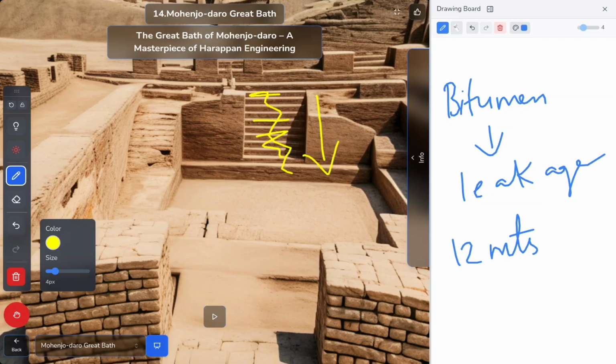A sophisticated drainage system was built to fill and empty the tank, surrounded by rooms and corridors, possibly used for changing clothes for rituals. Okay. Historians believe that the Great Bath was used for religious purpose or ritual bathing, similar to how people take holy baths in rivers today. It shows that cleanliness and public bathing were very important in their culture.